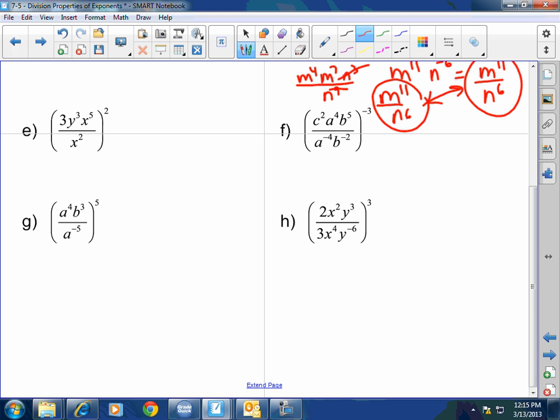All right. I've got here, I'm going to distribute this 2 to every single exponent in the parentheses. So I got 3 squared, y to the 6th, x to the 10th over x squared. That's going to equal 9, y to the 6th, x to the 8th. Why? Took 2 from here, took 2 from there, I'm left with 8. Does that make sense, boys? Yes, sir.